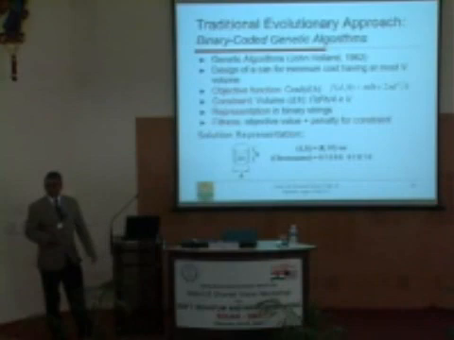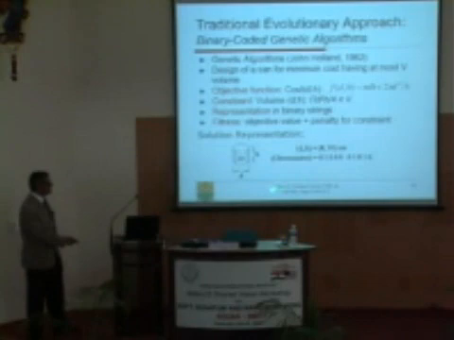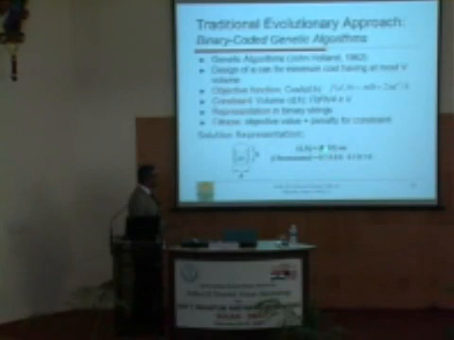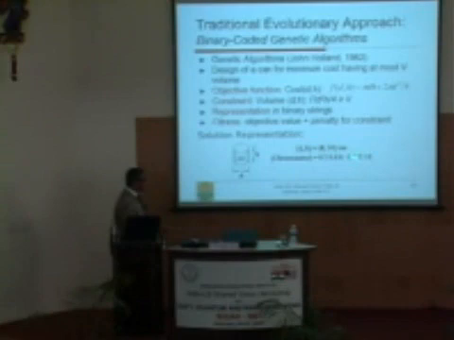Now, if you want to use this binary coded GA, one thing you have to do is you cannot deal with real numbers, like 8 centimeter or 10 centimeter. What you have to do is there's a mapping procedure, a coding procedure, in which you map these numbers to some binary strings. So say I decide to do 5-bit strings for diameter and 5-bit for H. This 5-bit string will decode to 8, and this string will decode to 10.